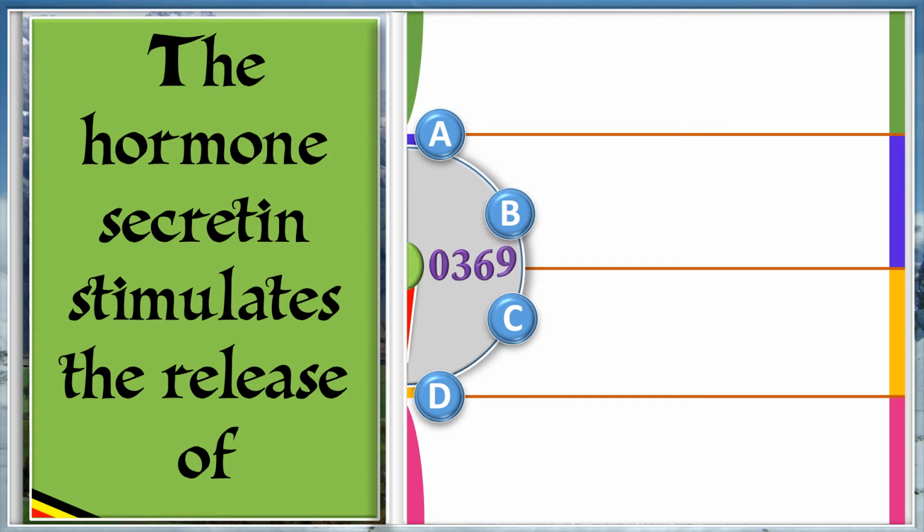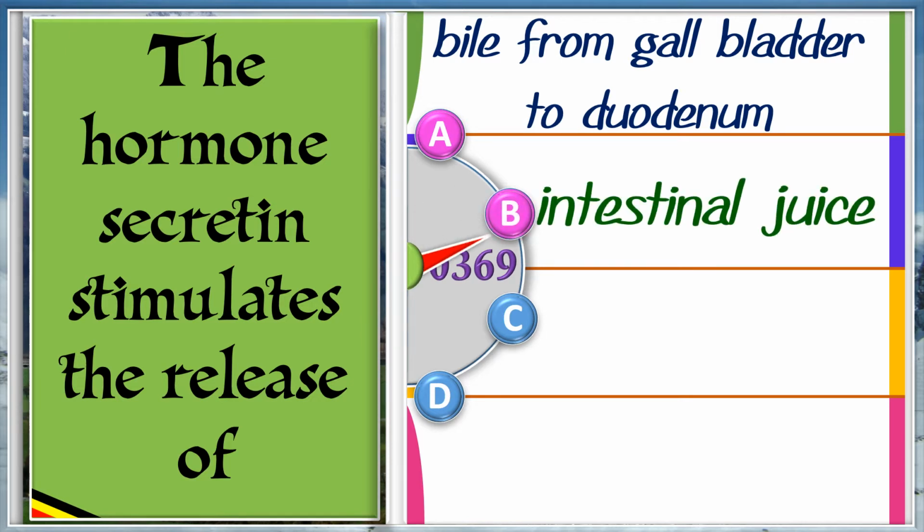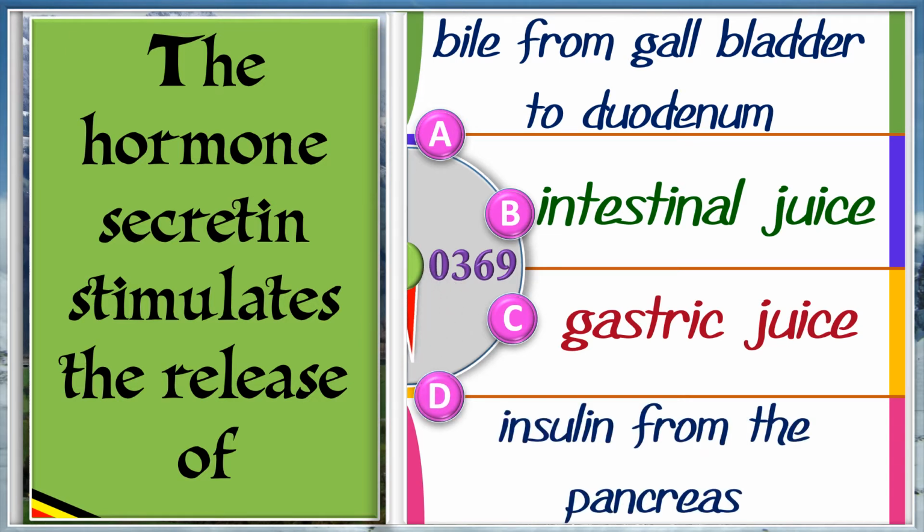The hormone secretin stimulates the release of A. Bile from gallbladder to duodenum. B. Intestinal juice. C. Gastric juice. D. Insulin from the pancreas. And the answer is A. Bile from gallbladder to duodenum.